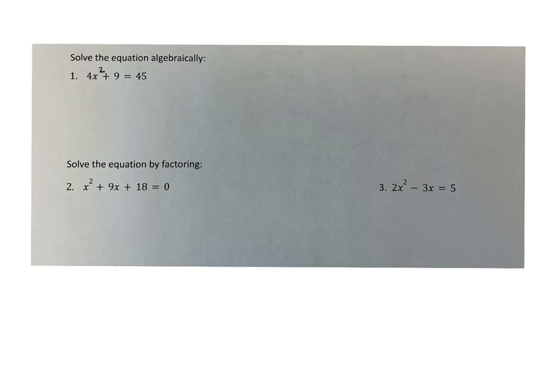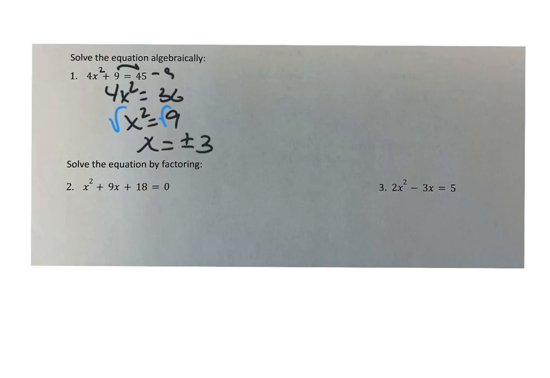First one says solve algebraically. So the best way to do this one is to go ahead and just move that 9 over. And if I move that 9 over, that becomes 45 minus 9, which is 36. Divide by the 4, that is 9. And then take the square root of both sides. And when you take the square root of both sides here, don't forget your plus or minus sign. And the square root of 9 is 3. And that's all there is to it.